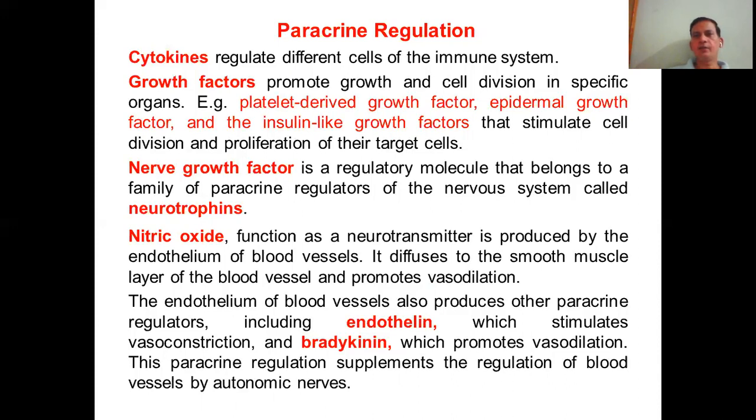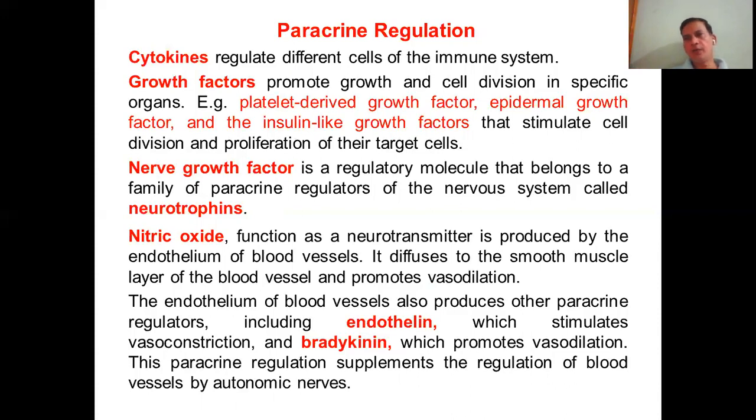Now, there are other regulatory molecules also, which are nerve growth factors. These belong to the family of paracrine regulators of the nervous system called the neurotrophins. Another one is nitric oxide. It functions as a neurotransmitter and is produced by the endothelium of blood vessels. It diffuses to the smooth muscle layer of the blood vessel and promotes vasodilation.